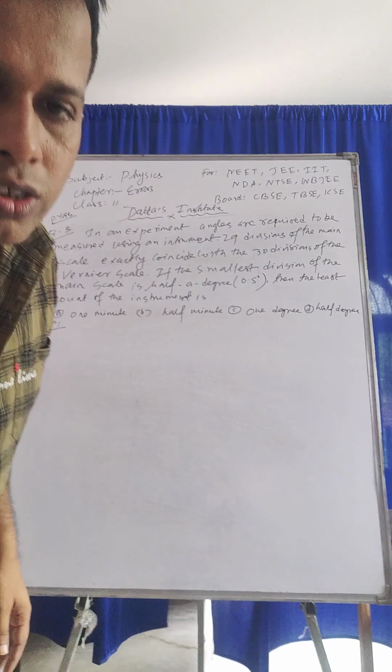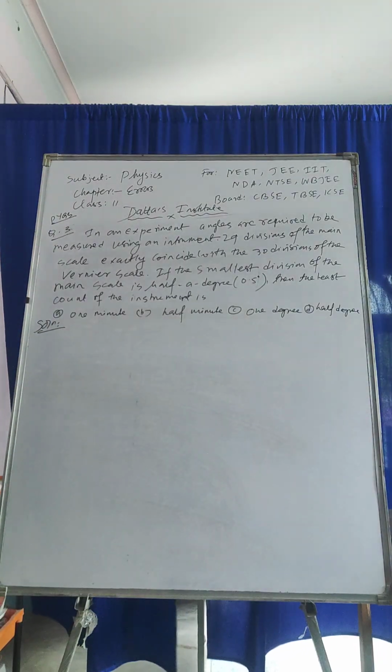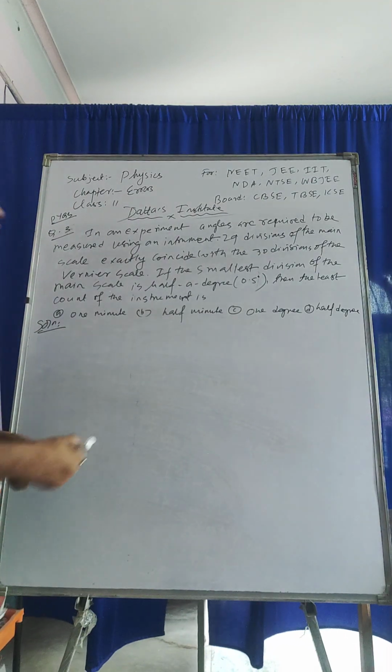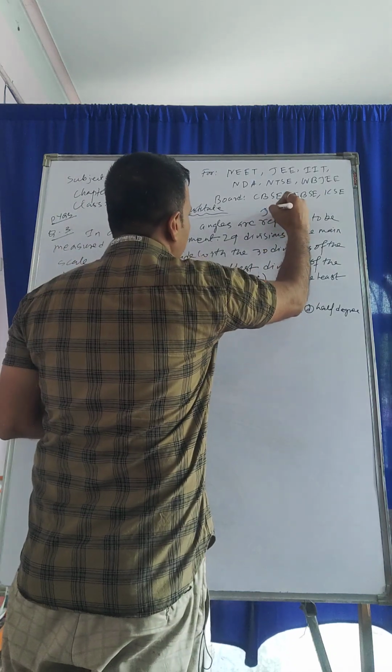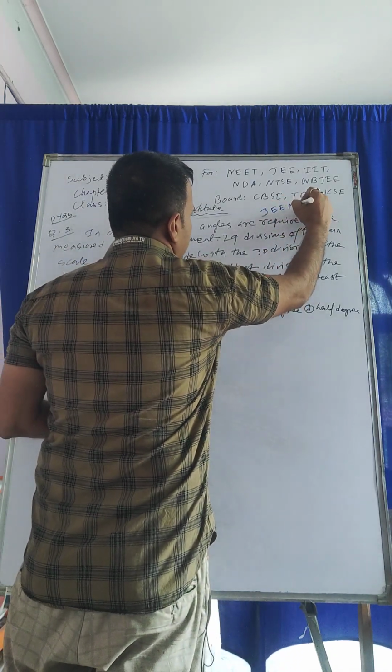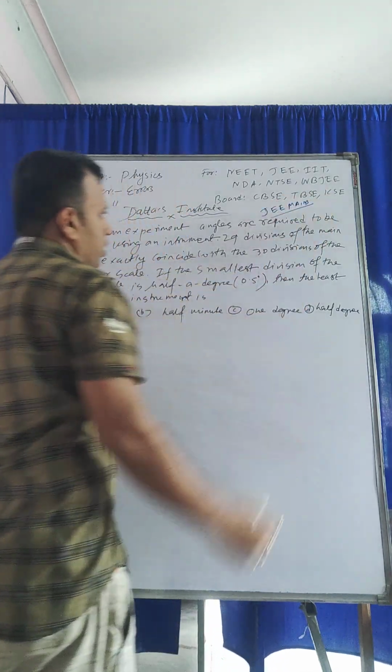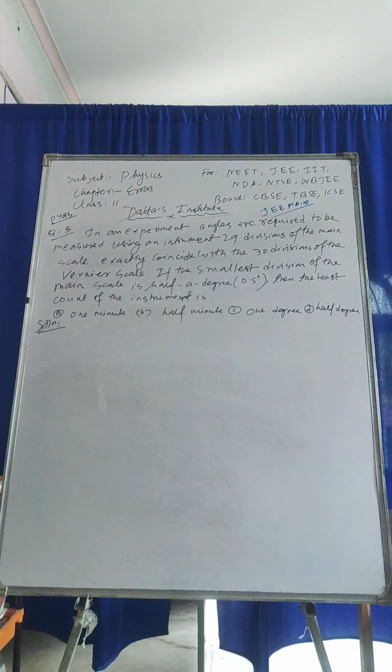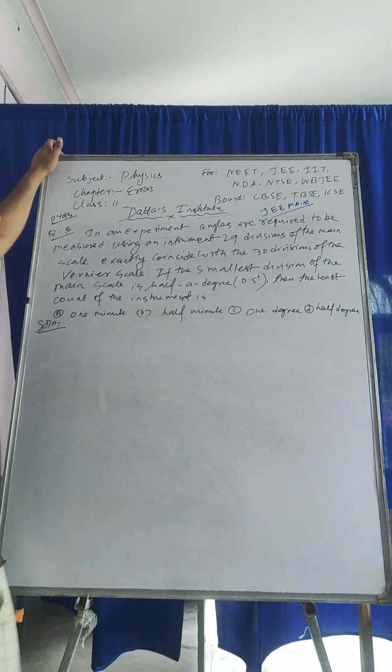So students, our next question is from the JEE Main section. The previous question was from the NEET section, and this question is from the JEE Main section. It is from the least count section, that is Vernier scale.